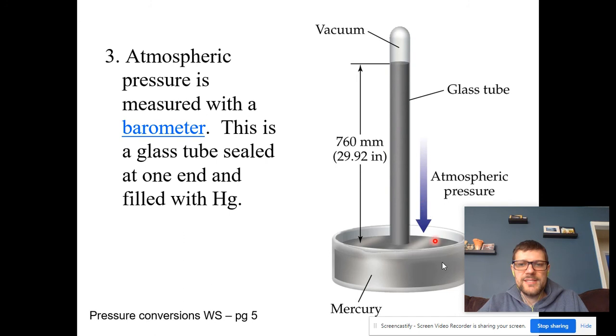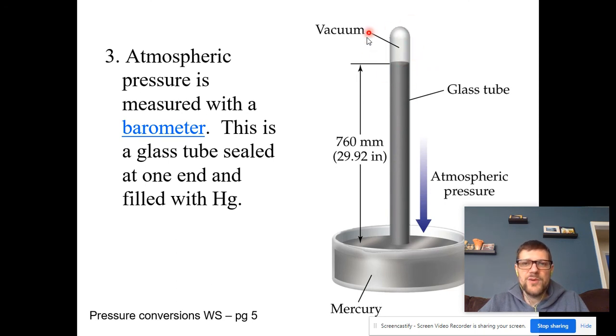One last thing before I set you loose to work in your packet. Where did that number millimeters of mercury come from? What's up with that? So atmospheric pressure can be measured with something called a barometer. This is a sealed glass tube. It's sealed on one end and open on the other. And traditionally, it was filled with mercury. And they put a little vacuum in here, meaning there's no air in the top.